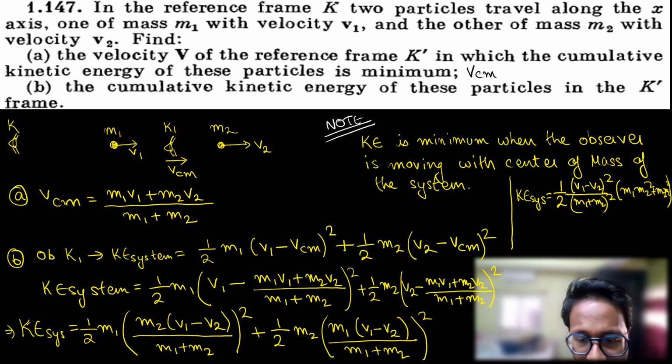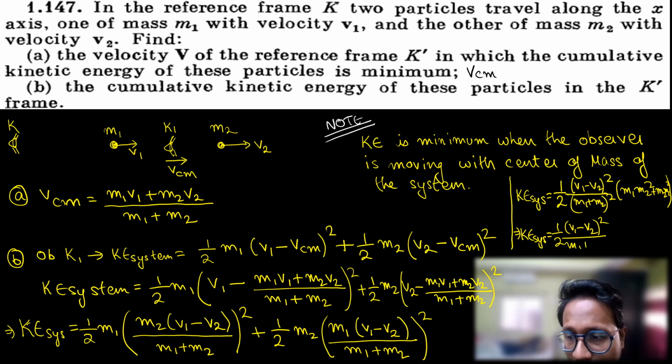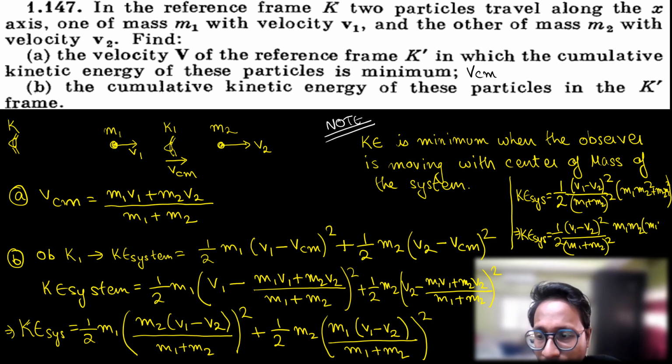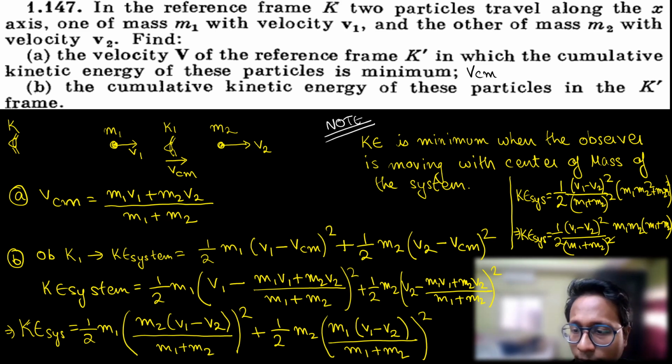So if I resolve this, the kinetic energy of the system as seen by the K dash frame of reference is nothing but half (v1 minus v2) whole square by (m1 plus m2) whole square, times something. Out here, what can I take common? I can take m1 into m2 common, no? So if I take m1 into m2 common, what would I get? m1 m2, I would get m1 plus m2. Now this m1 plus m2 would get cancelled by this square. So our final answer would be this one.